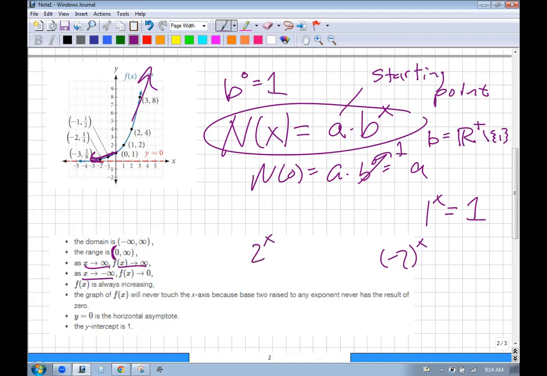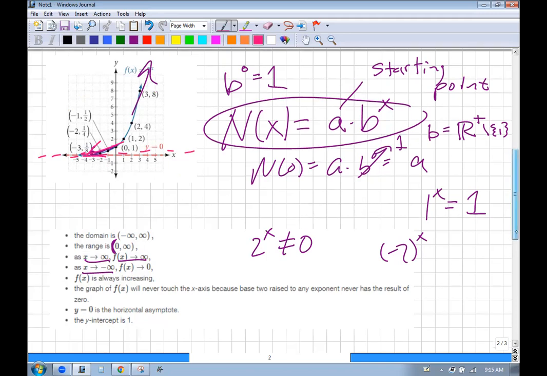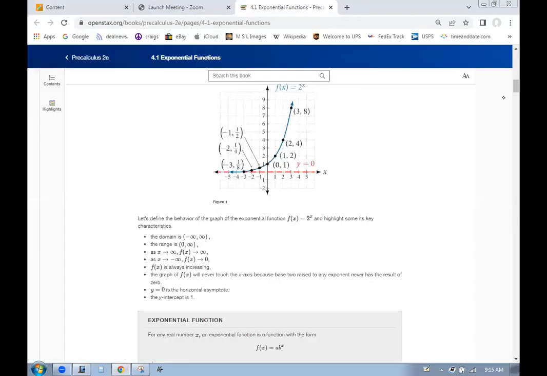Think about this. This is never equal to 0. There's no x you can plug in that's going to give you 0 there. And then y equals 0 is a horizontal asymptote, meaning right here, this thing gets closer and closer to 0, never touches it. That means horizontal asymptote. So there's your basic properties.